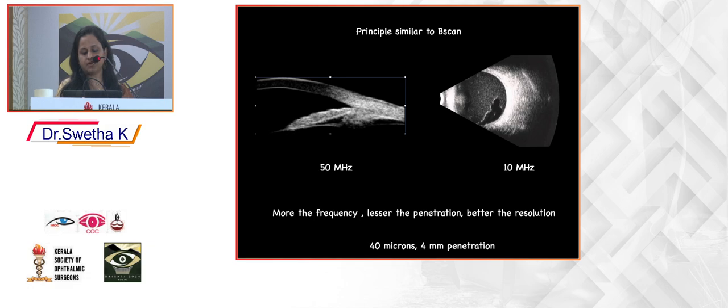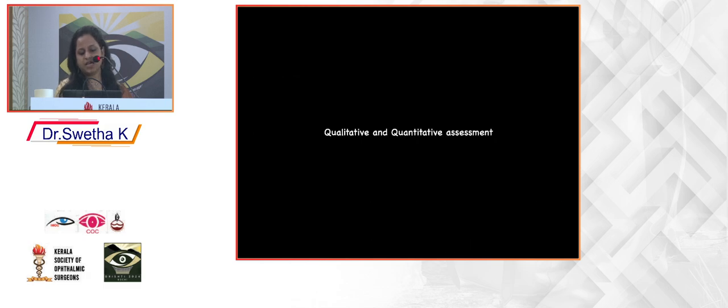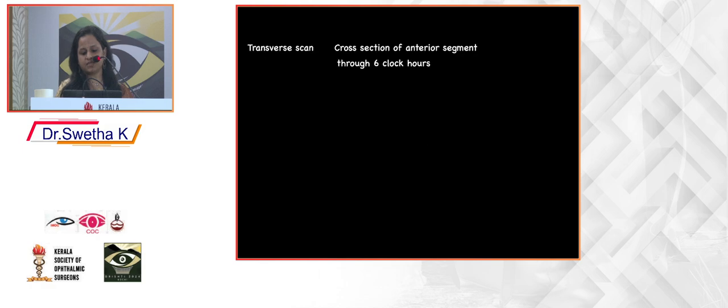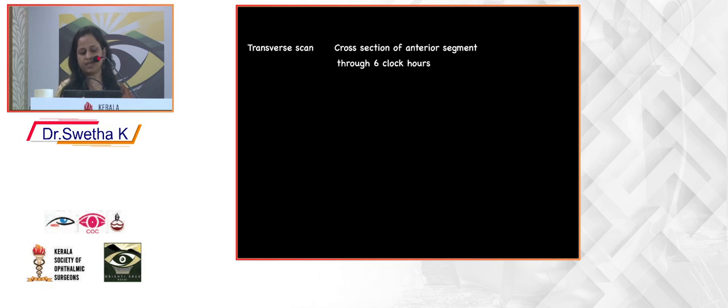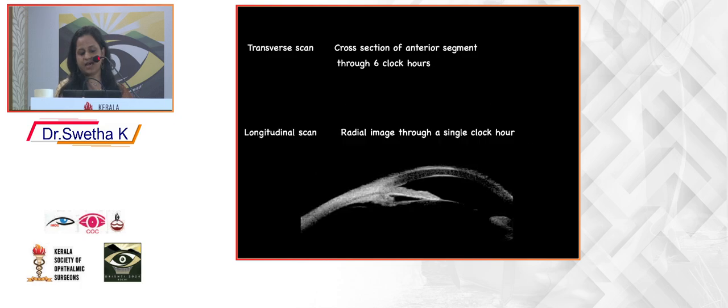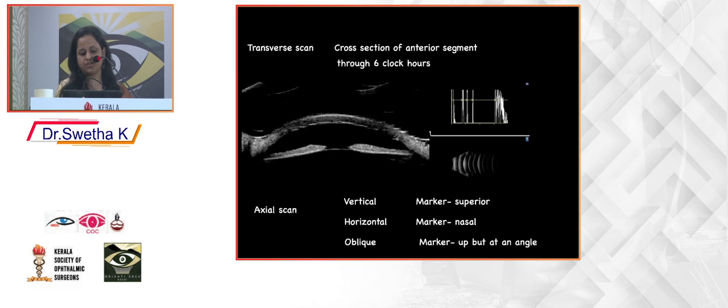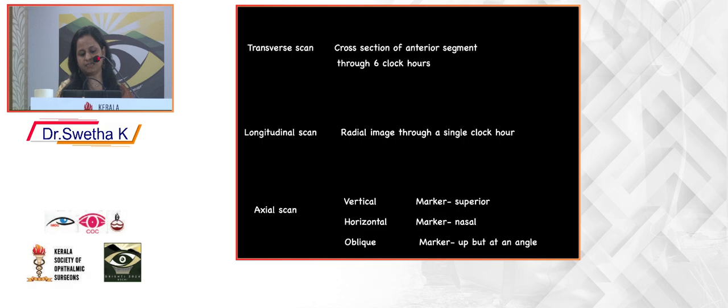B-scan uses 10 megahertz, whereas UBM uses 50 megahertz. The higher the frequency, the lesser the penetration and the better the resolution. We can have qualitative as well as quantitative assessment. There are different scans in UBM. You can have a transverse scan, you can have the longitudinal scan, which has a radial image to the single clock hour, and you can have the axial scan according to where you keep the mark. I'm not going into detail of the examinations.